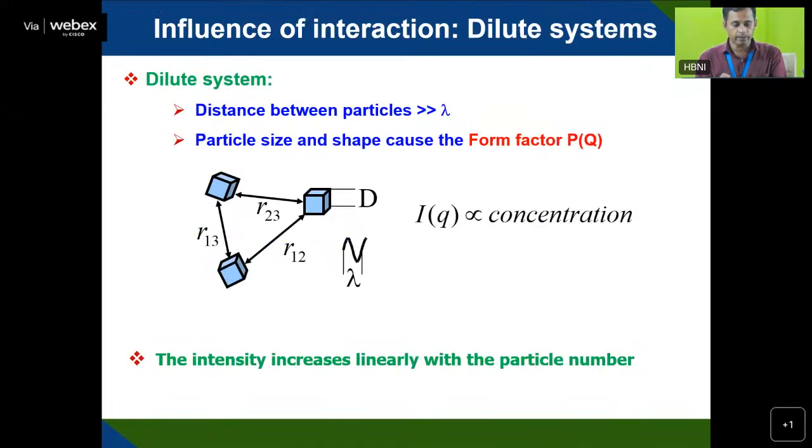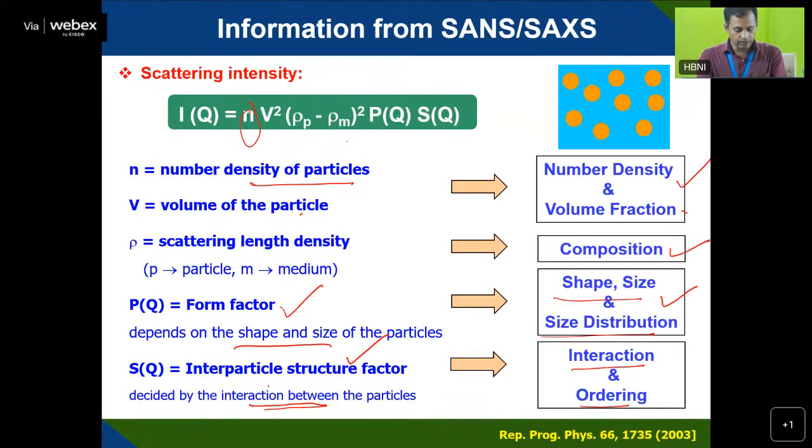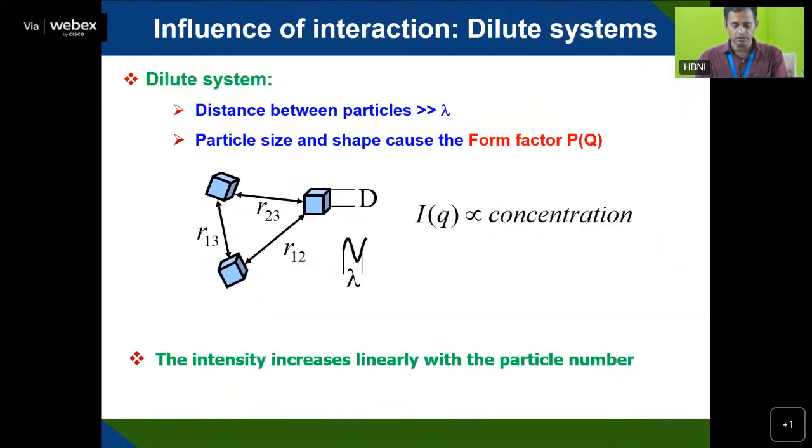So if you see, in a dilute system, S(Q) depends on the interparticle interaction, and if you have a dilute system, S(Q) will be almost negligible. Mainly the form factor P(Q) is dominant here. In a dilute system the distance is quite large, so I(Q) is proportional to the concentration. You can see the intensity increases linearly if you increase the particle number in the case of a dilute system. So it will mainly be P(Q) dominance that you will see.